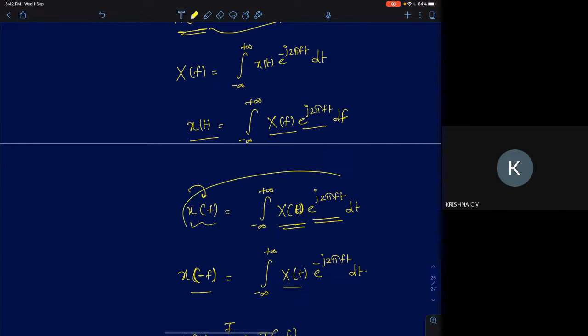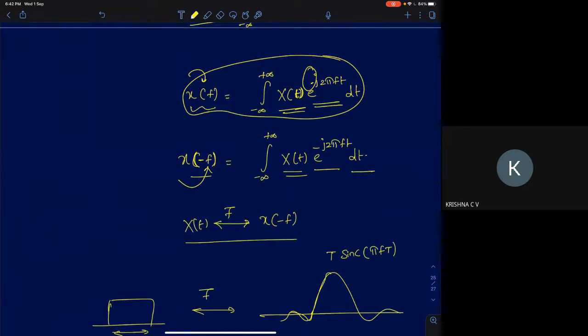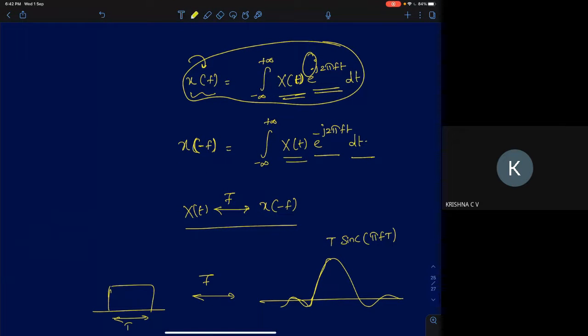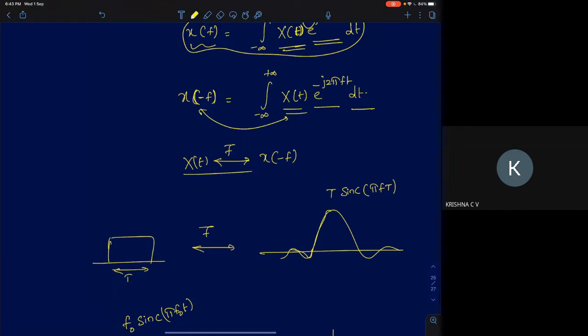This looks like a Fourier integral. The only difference here is minus. So to bring minus here, I'm just going to substitute f equal to minus f. So I'll get x of minus f equals integral of X of t e power minus j 2 pi f t dt. It looks like a Fourier integral, and these two form a Fourier transform pair, x of minus f and capital X of t. So you have capital X of t, the Fourier transform of that will be x of minus f. So it's the property of duality. It's a very useful property because using this property, we can solve complex integrals.